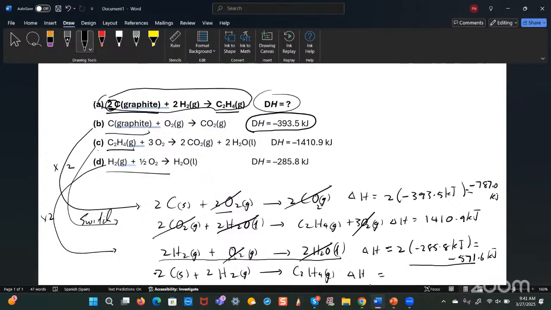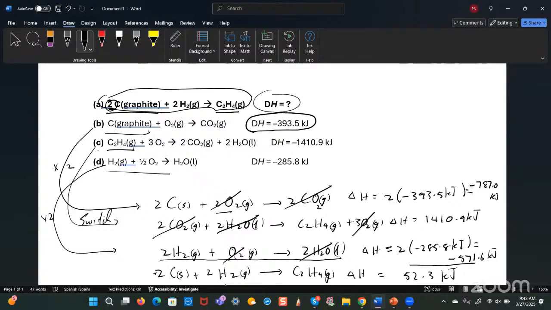So let's see here. Minus 787.0 plus 1410.9 minus 571.6. And according to my calculations, and please correct me if I'm wrong, the answer I got is 52.3 kilojoules. And that's how you determine the enthalpy of that equation based on the values given for the other equations. All right, so that's it.